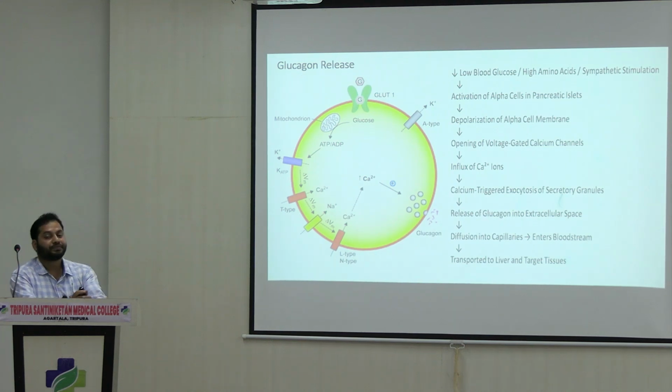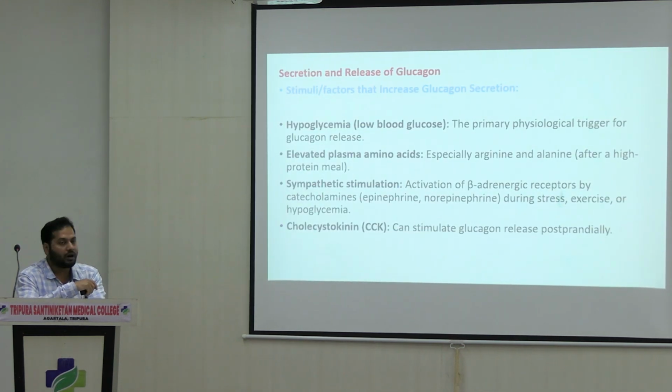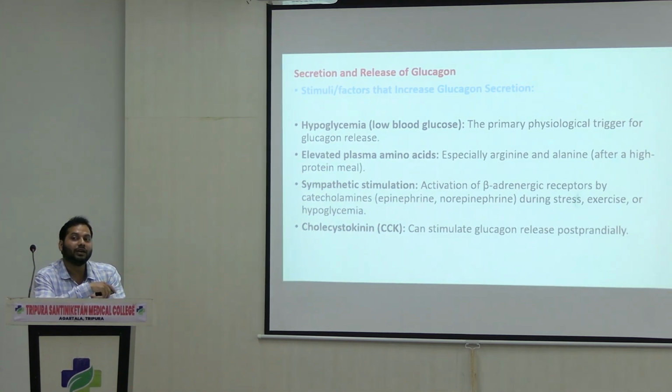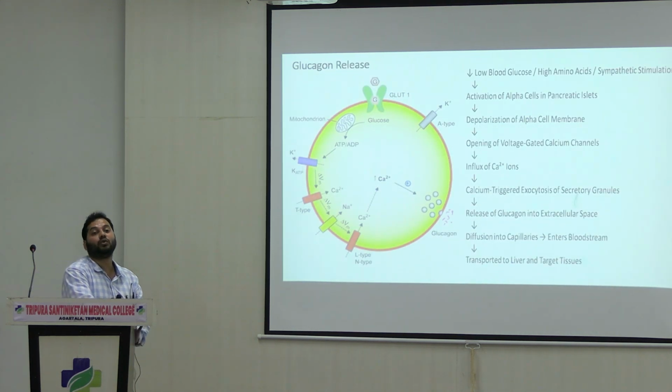Here you can see, as I mentioned, these are the factors, or the stimuli, that facilitate the hormone release. Once these factors are available, they do not directly cause the glucagon hormone release. Instead, we could say they alter some mechanistic process of the cells. What are the changes that take place during the glucagon hormone release?